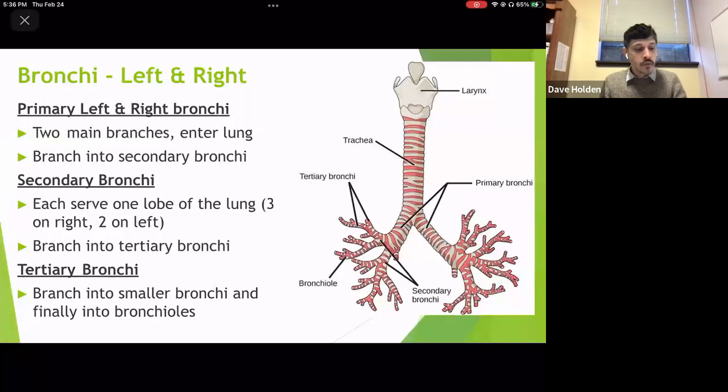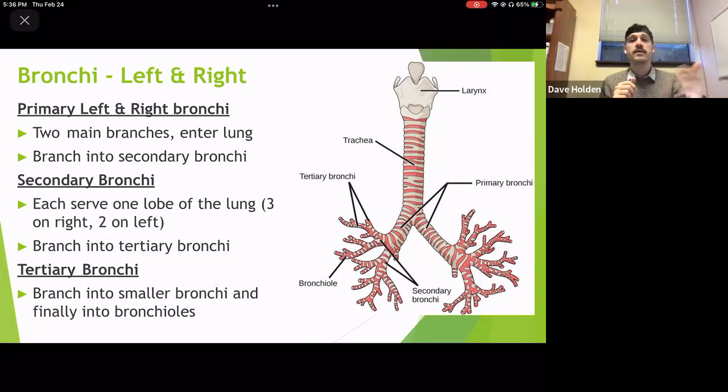So when we're looking at not the primary bronchi, because you only get 2, a left and a right, the secondary bronchi head to a lobe. So you have 3 secondary bronchi on the right side, 2 secondary bronchi on the left side. Good stuff? Good stuff. The tertiary bronchi are the tiniest ones.